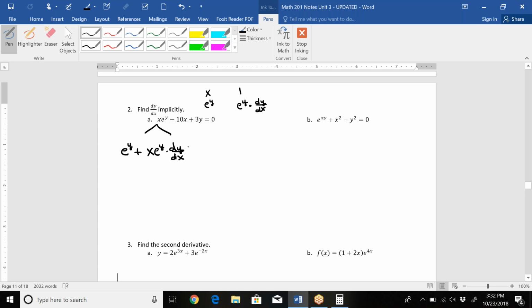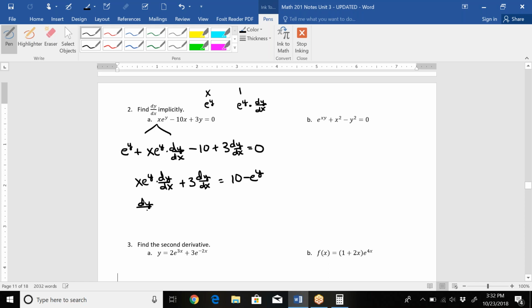Then we keep going. Take the derivative of minus 10. That would just be minus 10. No dy dx needed. The derivative of 3y with respect to x would be 3 dy dx. And the derivative of 0 is 0. Okay, so we want to get all our dy dx's on the same side. I'm actually going to move over the e to the y and the negative 10. So I have x e to the y times dy dx plus 3 dy dx equals 10, because that got added over, and then minus e to the y.